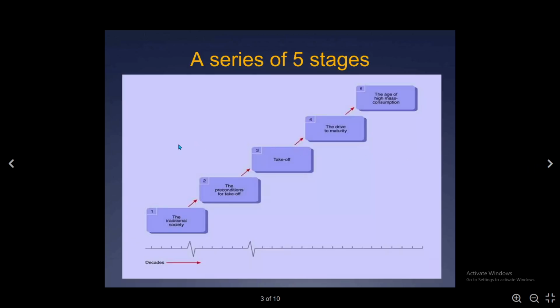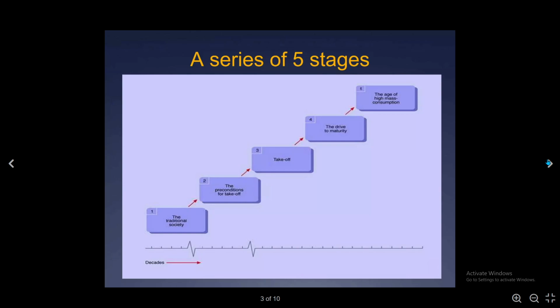So our 5 stages. First stage is the traditional society. Rostow believed that each country went through these 5 stages at some point in their lifespan. We can see on the x-axis it shows the time in decades. So we have our traditional society. We then move to the preconditions for takeoff. When it's talking about takeoff, it's talking about takeoff of the economy. Then the third stage is the takeoff. The fourth stage is the drive to maturity, and the fifth stage is the age of high mass consumption.